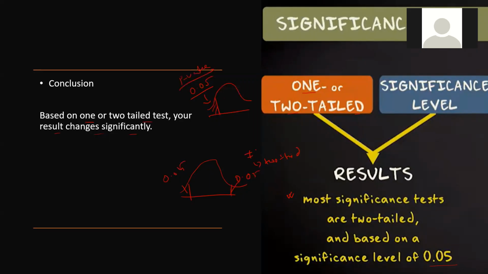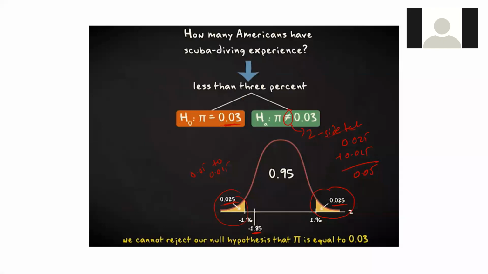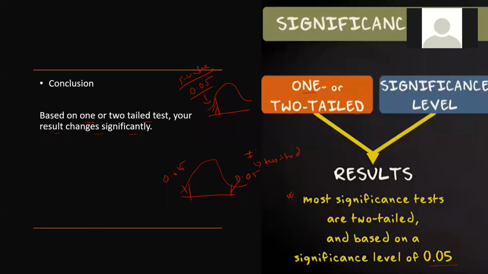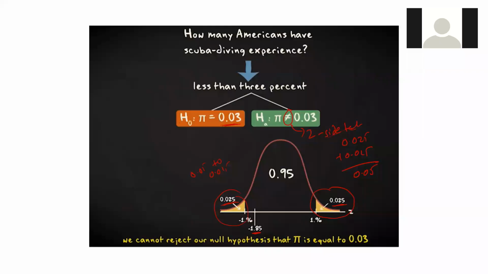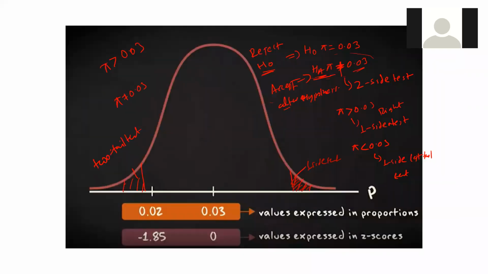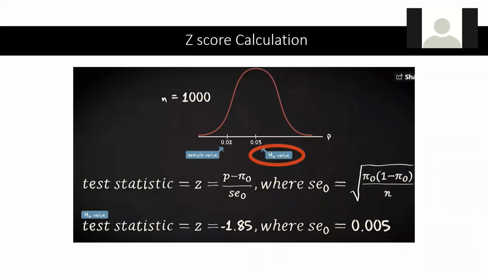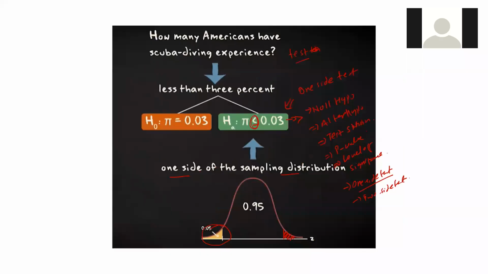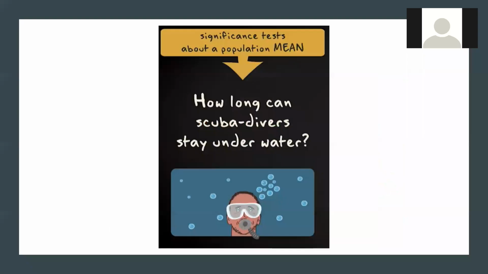So this was on the basis of proportion, like out of 100%, 3% had scuba diving experience or not. So the z score we computed was on the basis of proportion. Another is on the basis of mean.